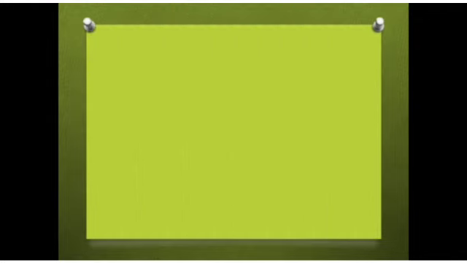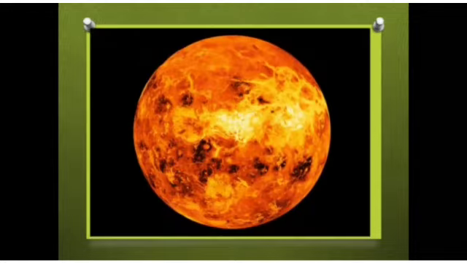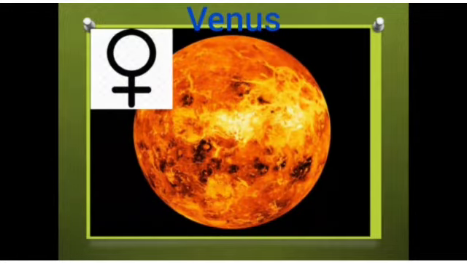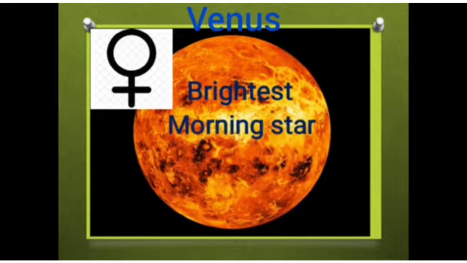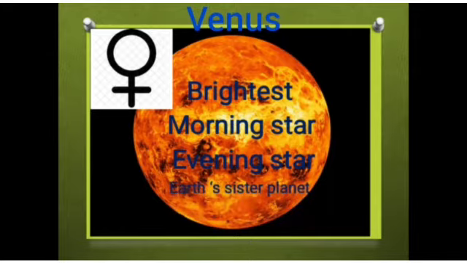Then we have Venus. This is the symbolic glyph of Venus. It is the brightest planet of the solar system. It can only be seen at dawn and dusk. When it is seen at dawn, it is called the morning star, and when it is seen at dusk, it is called the evening star. This is also called the Earth's sister planet.